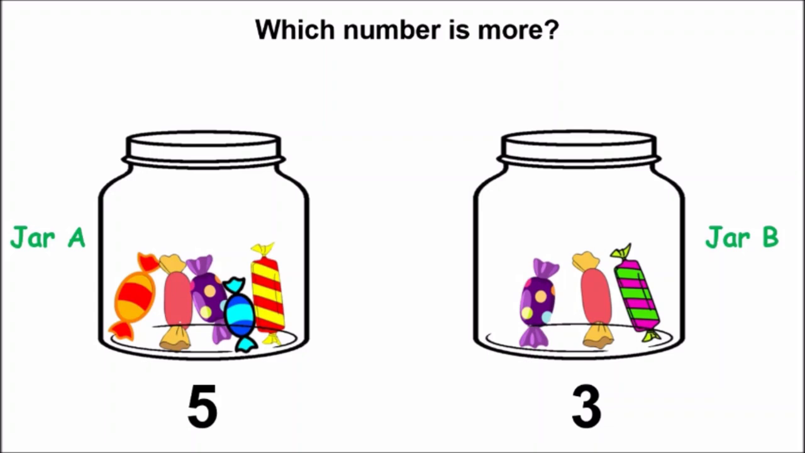So children, tell me, which toffees are more? 5 toffees are more or 3 toffees are more? Kaun si toffees zyada hai? 5 toffees or 3 toffees? Correct. 5 toffees are more. 3 toffees are less.